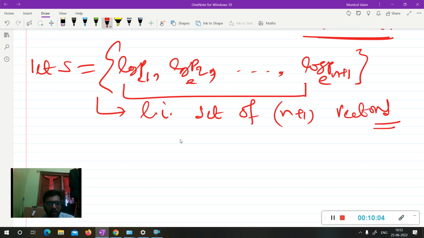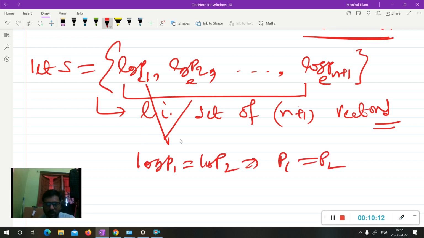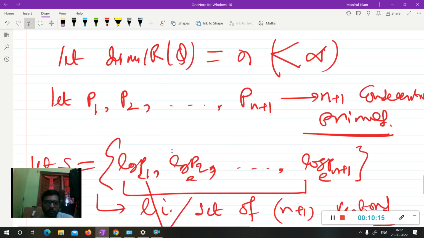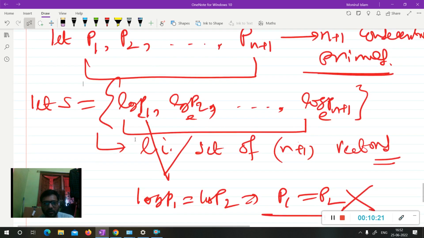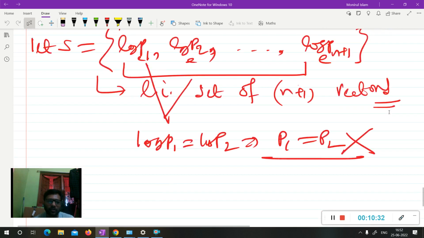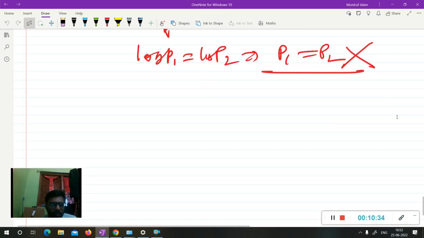Because if any two members were equal, say log p1 equal to log p2, this would imply p1 equal to p2. This is not possible because I have assumed previously that these are n plus 1 distinct positive numbers; no two should be equal. So this set contains exactly n plus 1 vectors. Now we are going to prove this set is linearly independent, and this gives our contradiction. So how do we prove it?